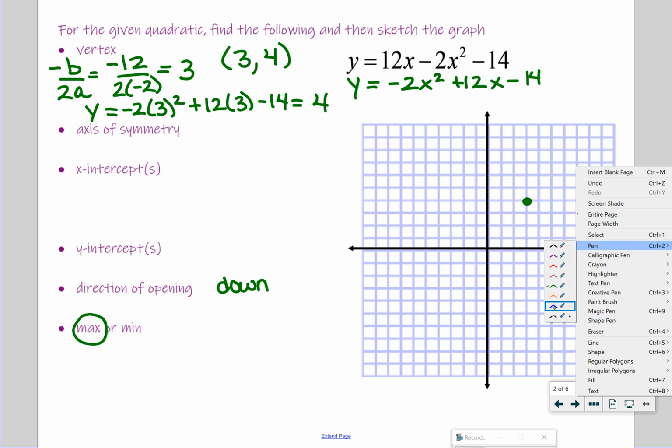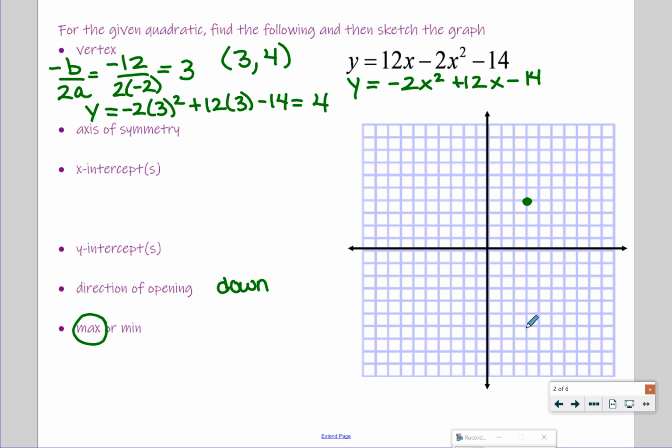All right, axis of symmetry. Remember, that's going to be that vertical line. You could even sketch it if you wanted to. That's going to cut right through my vertex. So don't forget x equals in front of it. That's an easy point to put that x equals there. And then it should always match the x-coordinate of your vertex, which in this case is 3.